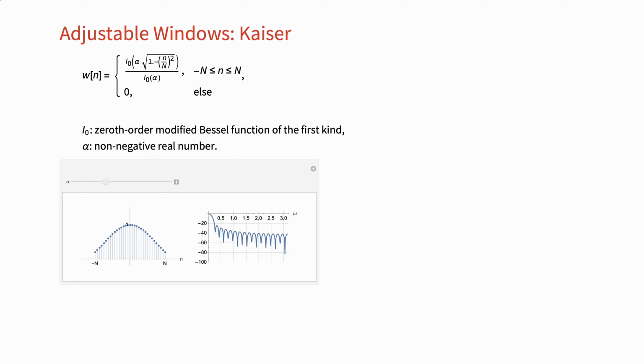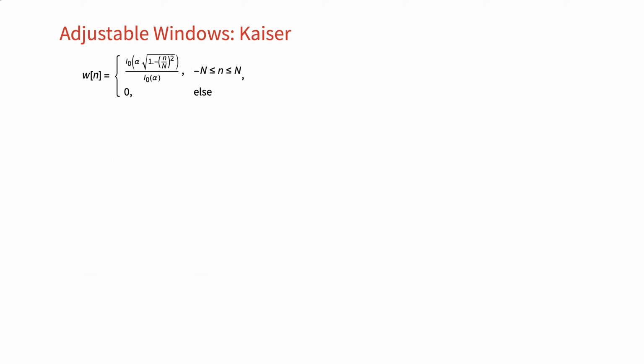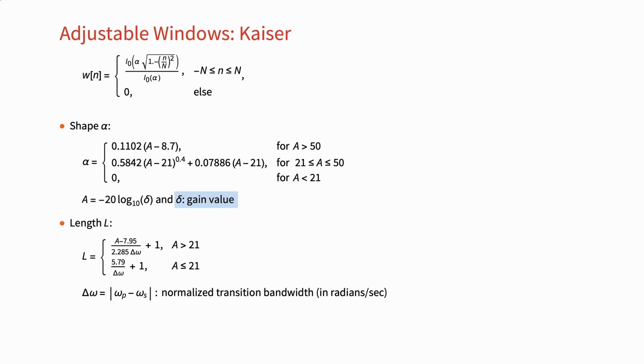You can see how changing the shape parameter alpha affects the Kaiser window and its magnitude spectra. The parameter alpha controls the stopband attenuation of the FIR filter. The two window parameters, the length L and the shape alpha, are computed from filter specifications. Given a desired gain value delta, or given the desired attenuation in decibels A, the shape alpha and the filter length L can be computed using the two formulas shown here. A is the attenuation, and delta omega is the normalized transition width in radians per second.